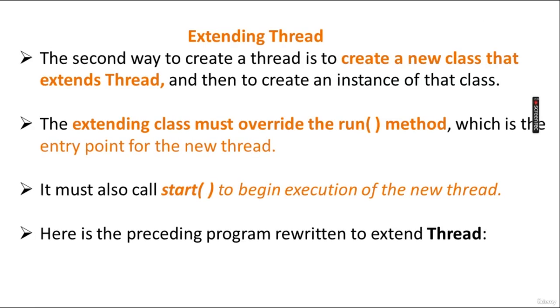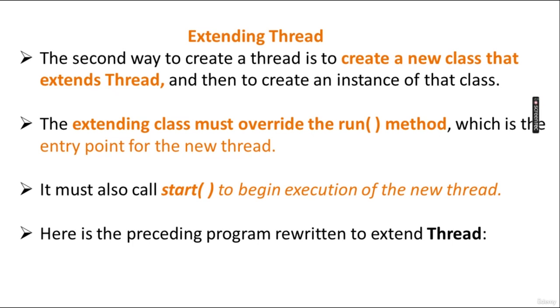Now we will see extending the Thread class. The second way to create a thread is to create a new class that extends Thread and then create an instance of that class. In the previous example, we saw creating a thread by creating a class that implements the Runnable interface, and the second method is extending the Thread class. The extending class must override its run method, which is the entry point of the new thread. It must also call start to begin execution of the new thread.